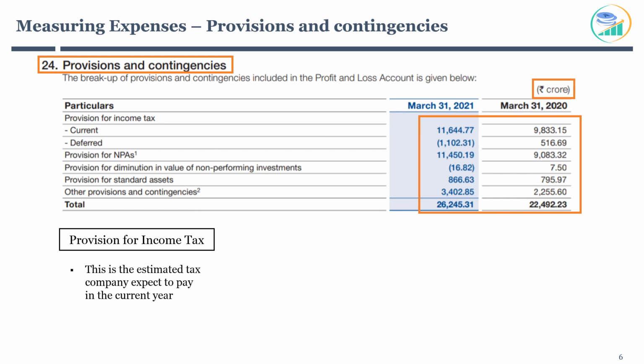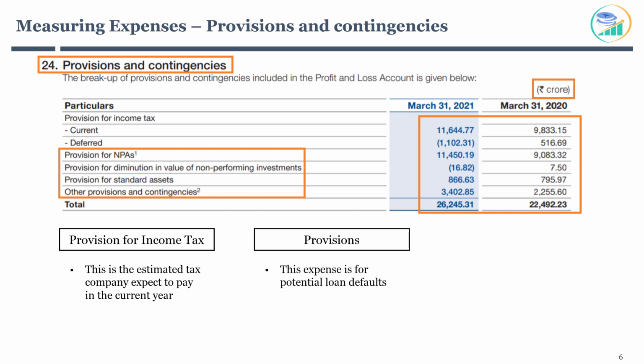The next several lines talk about provisions and contingencies. Let's understand the difference between provision and contingency. Starting with provisions. This expense is for potential loan defaults. Individual people and corporates default on loans due to various reasons. If an individual or corporate defaults on a loan, the bank still needs to pay back its depositors and any other sources from where the bank borrowed the money. In other words, the bank will absorb the loan default as a loss and add it under the expense bucket from an accounting perspective.